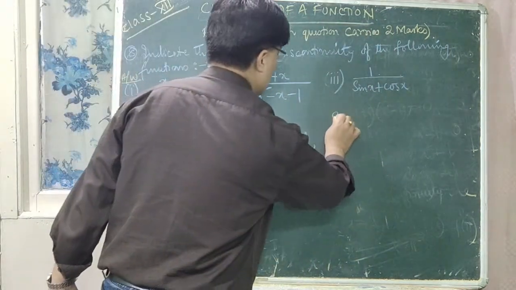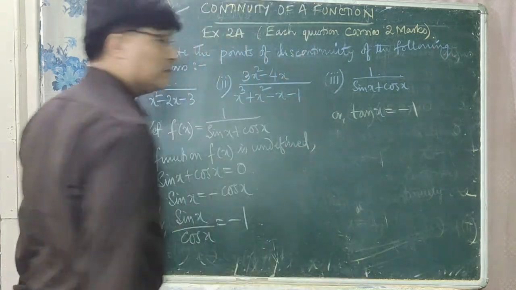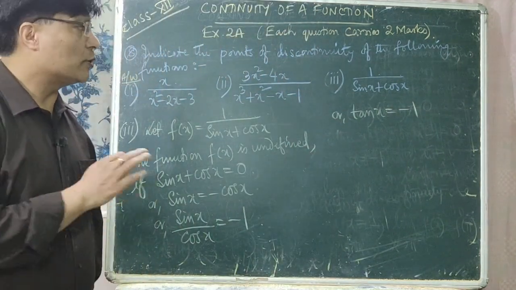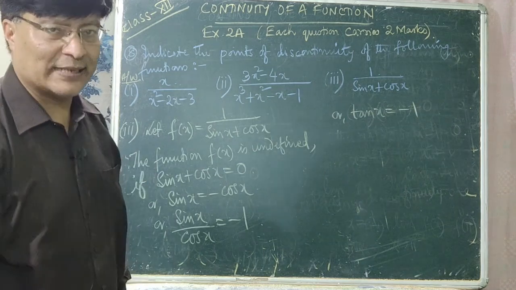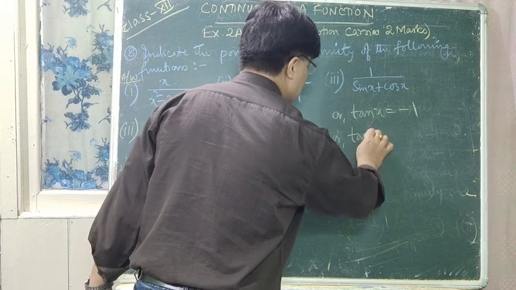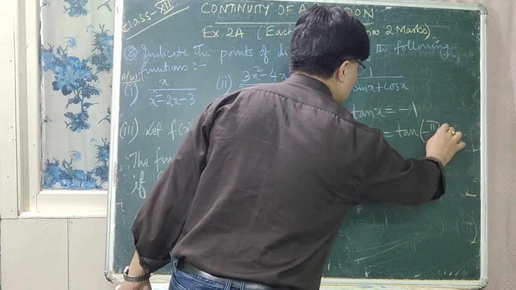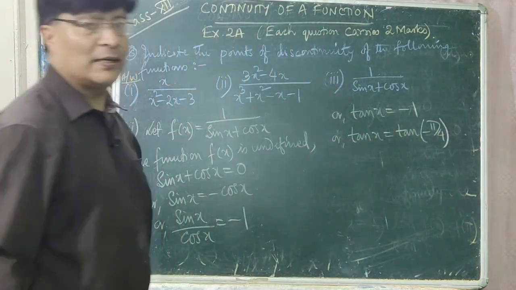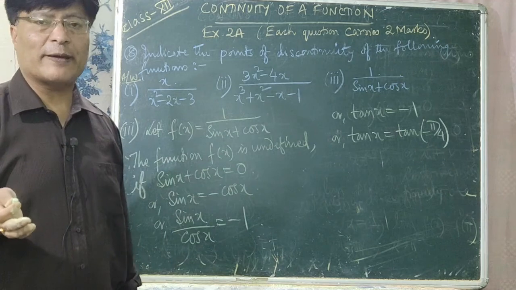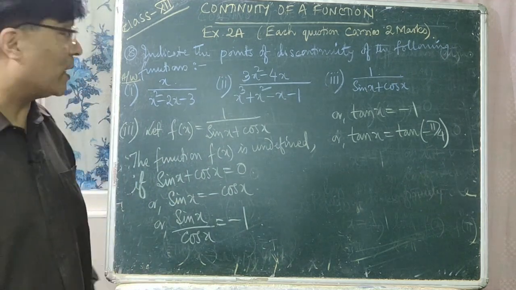So what is sin x by cos x? That is tan x, which is equal to minus 1. Now, tan of which angle is minus 1? You should write down the least angle, isn't it? Tan of minus pi by 4, because you know that tan of minus theta is minus tan theta. So what is tan of minus pi by 4? It is minus tan pi by 4, which is equal to minus 1.